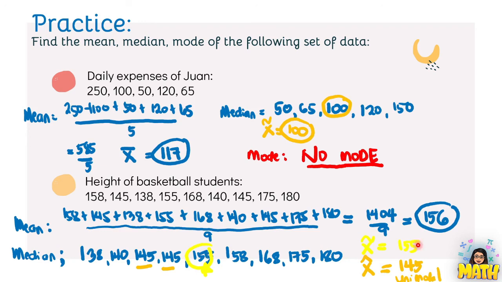While for the mode, the value of height here that occurred most frequently is 145 dahil pareho silang nag-appear twice, and that is the highest frequency. Therefore, we have the mode equal to 145, and we classify it as unimodal dahil isa lang naman yung score na to. Okay? So I hope with this practice, mas naintindihan po on how to compute mean, median, and mode.